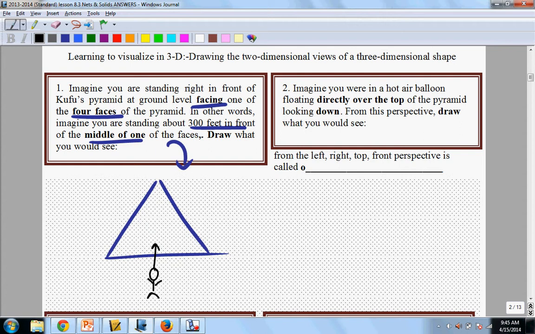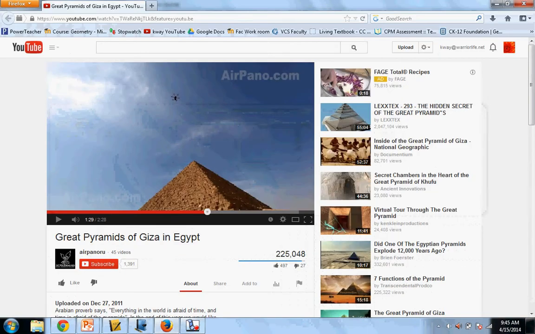You take a 3D shape. There's actually 6 different perspectives you have to draw: front, back, left, right, top, bottom. We only just did the front version. Now we're going to do the top. So number 2 says, imagine you're a hot air balloon, but let me give you a visual for this.